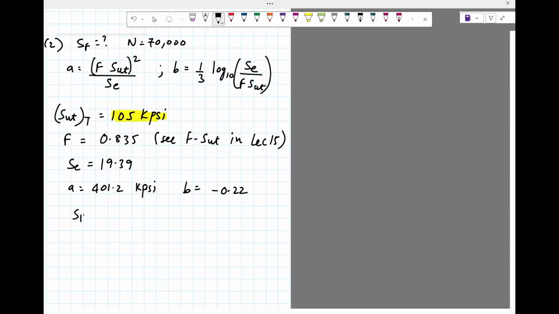Okay, so finally SF equals A times n raised to B. A is 401.2, n is 70,000, B is minus 0.22. SF comes out to be 34.47 kpsi.